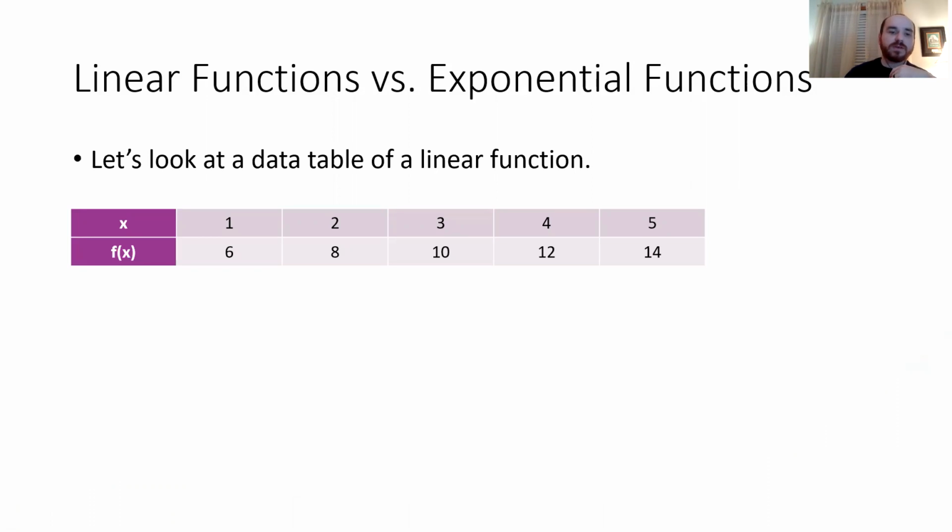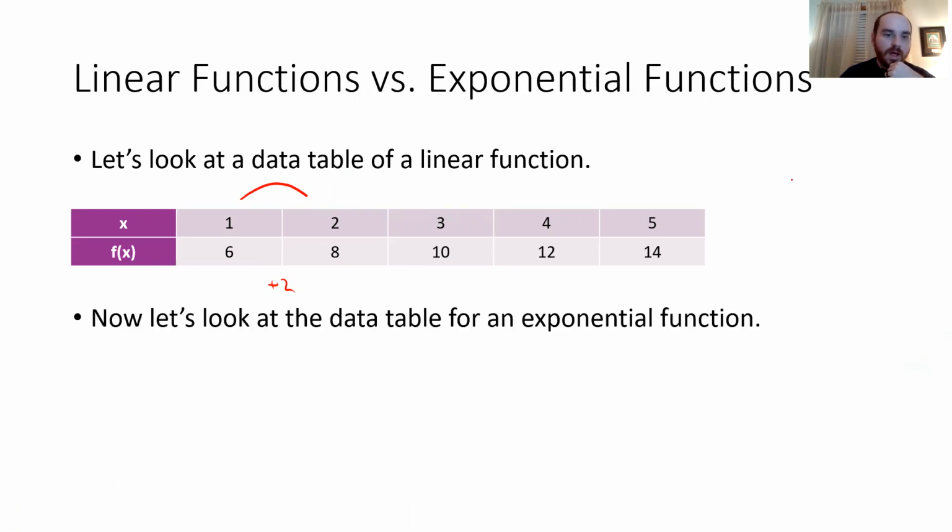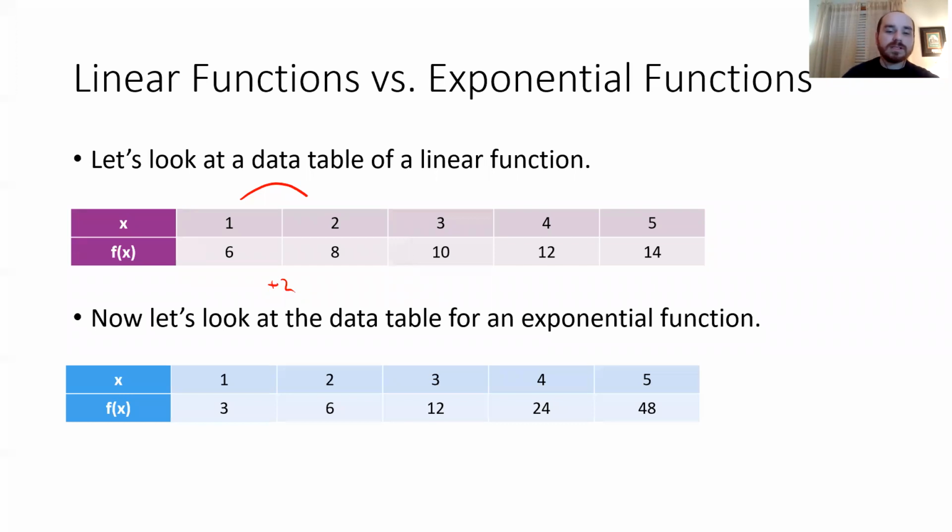This right here is a linear function. As you can see, every time x goes up by 1, we have an increase, in this case of 2, in our f of x, or what would be our y value if we're thinking about it in y equals mx plus b terms. Then if we look at the data table for an exponential function, you're going to notice that it's a little bit different.